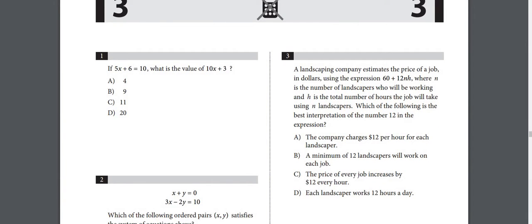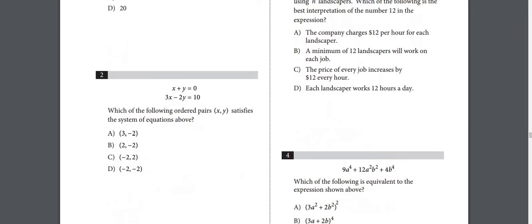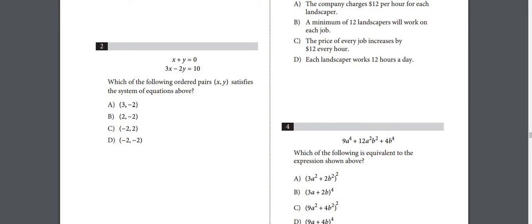Alright, then let's continue with the second question. It's a question with two equations, so simultaneous equations. Which of the following ordered pairs x comma y satisfies the system of equations above? From these two distinct equations, we need to find the values of x and y. X is the first value, comma, y is the second value. So let's go to the answers.